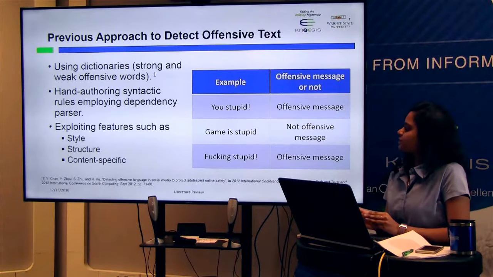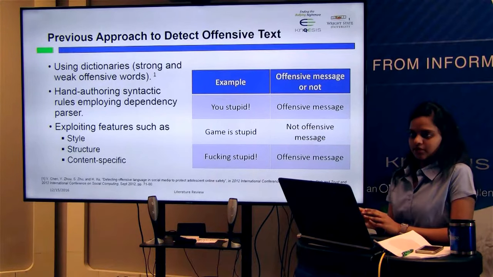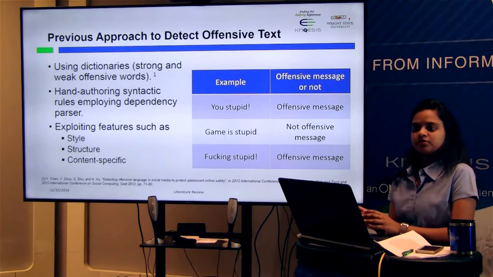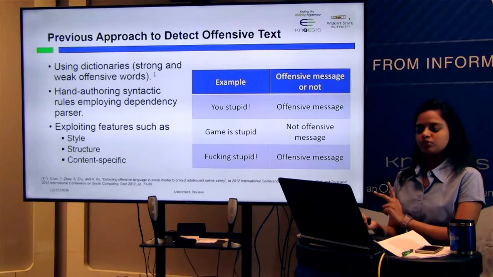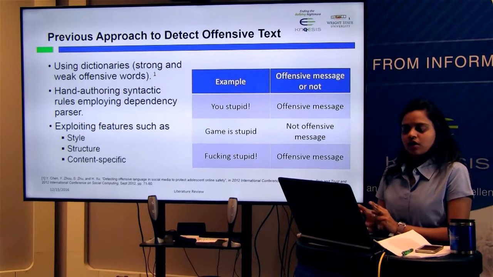So here is a work to detect offensive text. This approach uses variations of a dictionary, that is strong offensive words and also weak offensive words, for filtering offensive messages.